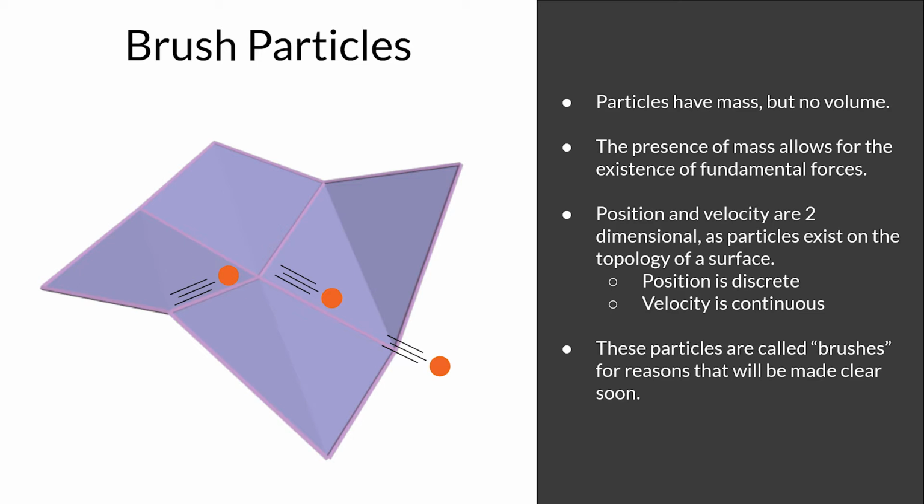The position and velocity of these particles are two-dimensional because these particles exist solely on the topology of the shell. They cannot leave the shell. So as they move through the XY space of the surface, they are always constantly touching that surface. The position of these particles is discrete. They're integers because the pixel values have to be discrete. However, we can set the velocity to still be continuous. And in fact, it's very helpful to do so, as it helps prevent us from losing information about how the particles are moving through space.